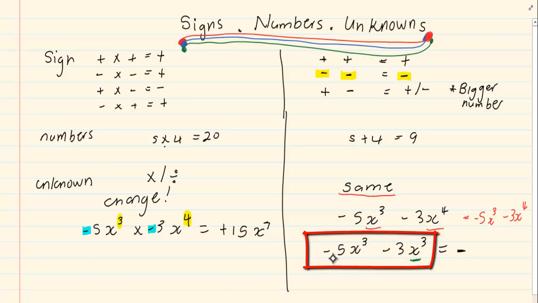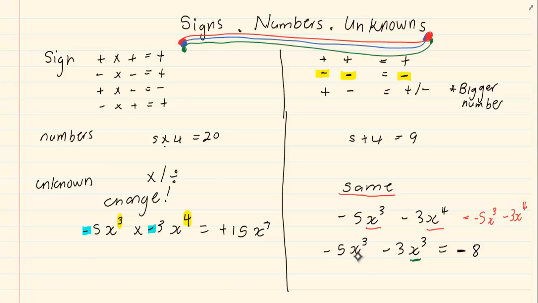Take, for example, you owe somebody 5 rand. You borrow another 3 rand from them, so you owe them 8 rand. But the last thing that is important is that the unknowns are the same. It does not change. The unknowns stay the same. So our final answer is minus 8x to the power 3.